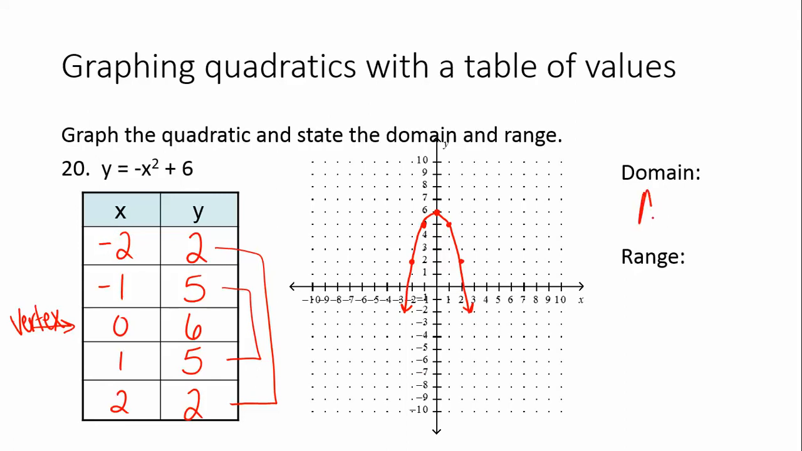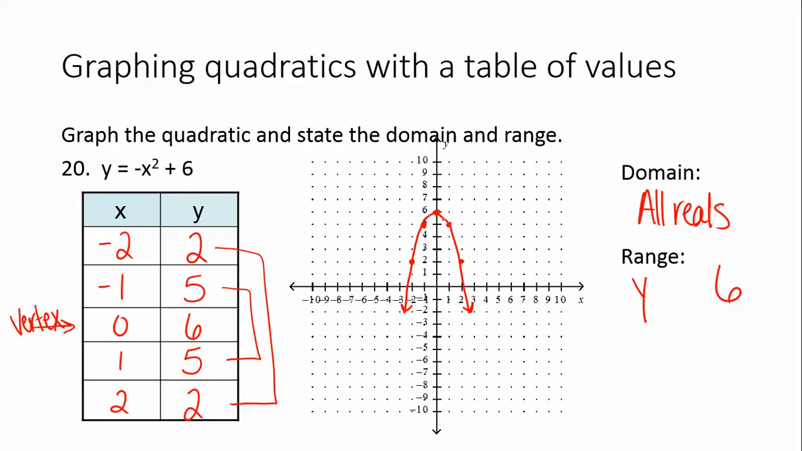So the domain, we have all reals. For the range, again, we're looking for that high or that low point in the y direction. So we see here we have a maximum, and it's up at 6, all the way up at +6. So we're talking about y and we're talking about 6, but now are we talking about all the values greater than or equal to 6 or less than or equal to 6?